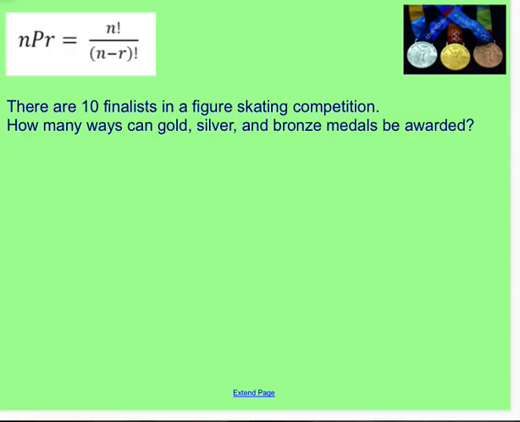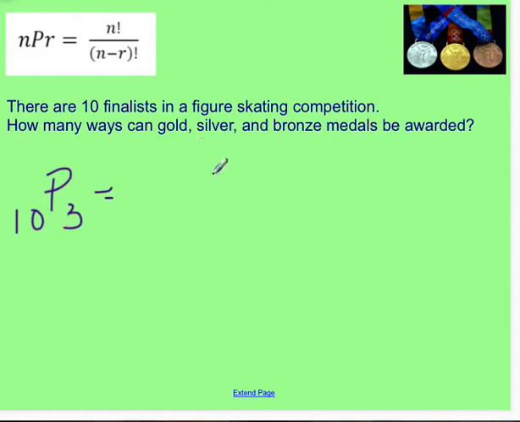Next, let's take a look at number 7. Now we're going to start on some word problems. There are 10 finalists in a figure skating competition. How many ways can gold, silver, and bronze medals be awarded? Well, think of it this way. For this, order matters, okay? Bronze is definitely different than gold. So we have 10 finalists, but we can only put 3 into an order. 10 is my total, 3 is the number that I'm picking. So now I can go ahead and put that in an order.